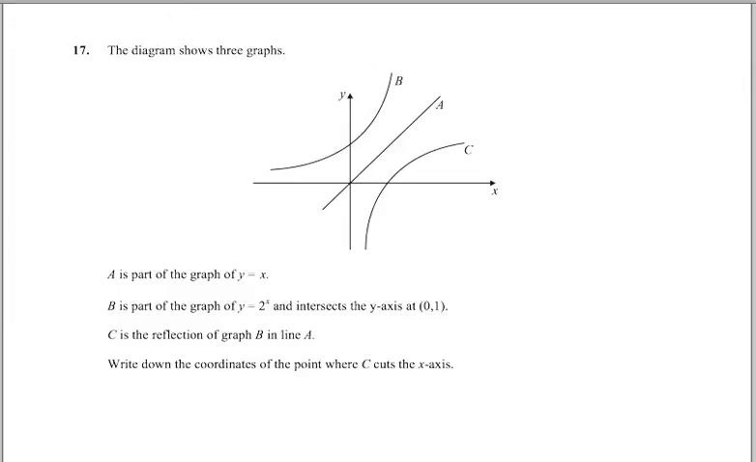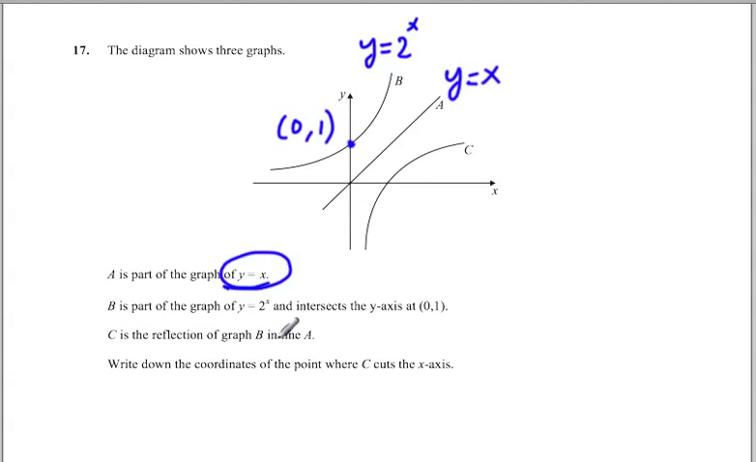Okay, so let's look at this. The diagram below shows three graphs. A is part of the graph y equals x. Whenever you see y equals x, right away that should be a clue. It has something to do with the inverse. B is part of the graph of y equals 2^x. Now, you've never seen this function before, but that doesn't matter because we have this graph. It intersects the y-axis at 0, 1. So there's this point right here, which is 0, 1.